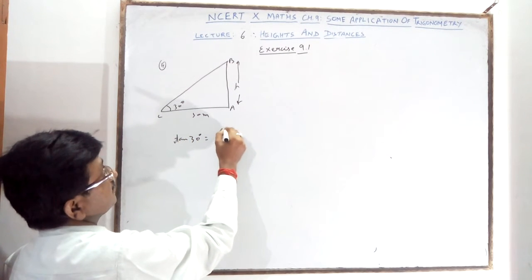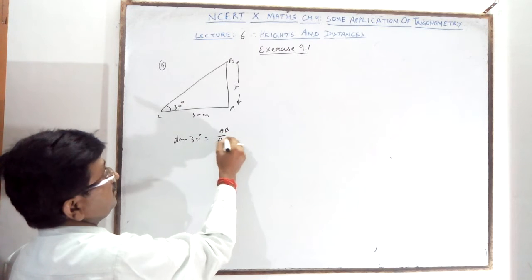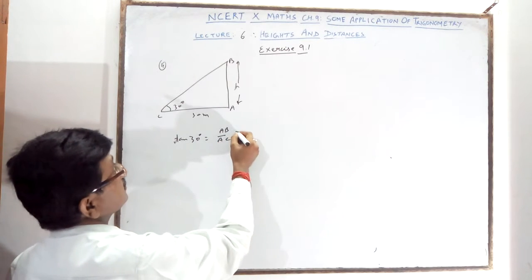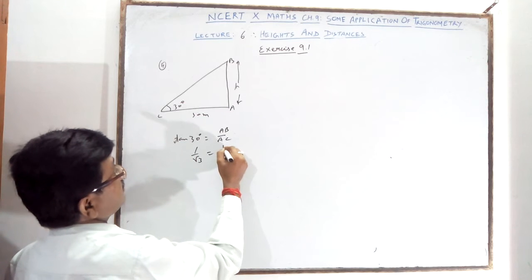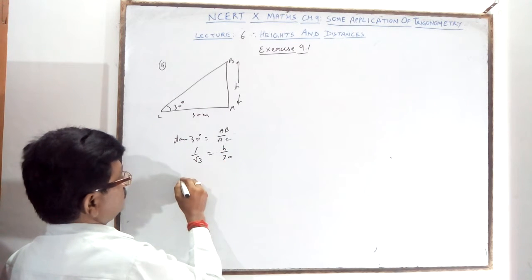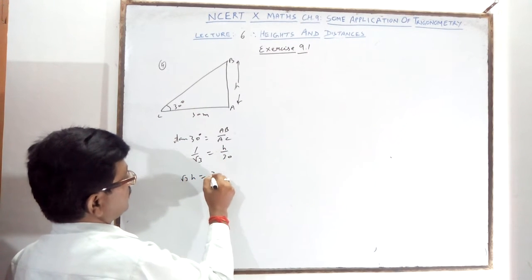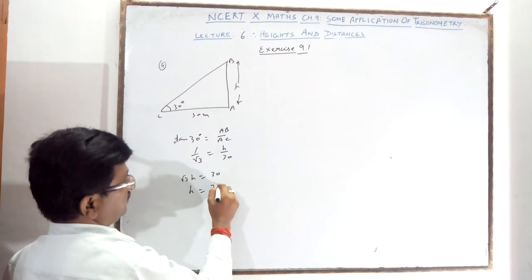Tan 30 is P upon B, AB upon AC. Put the values. Tan 30 value is 1 by root 3. AB is given, H upon 30. So root 3 H is equal to 30. Then H is equal to 30 by root 3.